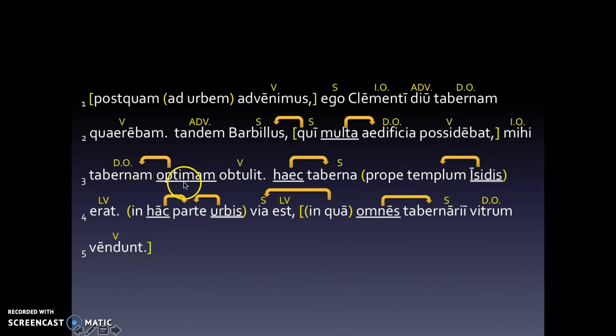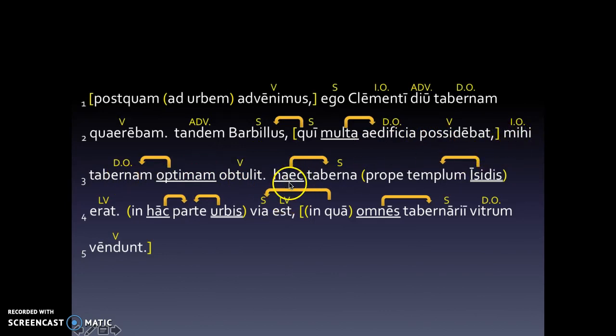Tabernum is accusative. Optimum matches tabernum. It's modifying it. And obtulit is our verb. So finally, Barbilus, who used to own many buildings, showed me the best store. You could also say, finally, Barbilus, who used to own many buildings, showed the best store to me.